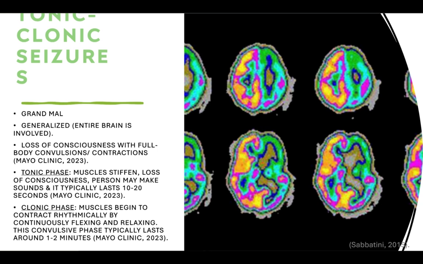The second phase of the episode is the clonic phase. This is the convulsive phase where the muscles begin to rhythmically contract and relax. This typically lasts around 1 to 2 minutes. The person can be very fatigued and sore after this occurs and could potentially be injured.